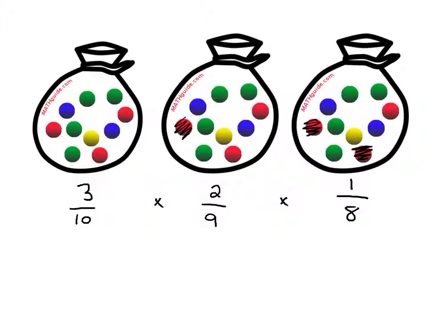3 times 2 is 6 times 1, 6. 9 times 8 is 72 times 10 is 720. So not very good odds. 6 over 720.